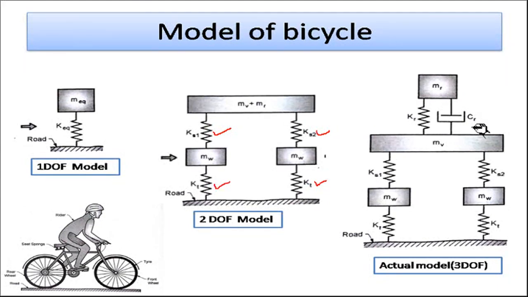Also again, if I consider there is a stiffness and damping in the rider also, in that case this is the mass of the rider, this is the stiffness and damping of the rider. This particular rider is sitting over the bicycle weight, so this is the mass of the cycle. So it is having this front and these are two seat springs, and these are the wheel masses, and this is nothing but the stiffness of the front and rear tires, and it's nothing but the road surface. So this is nothing but an actual model of this particular bicycle.